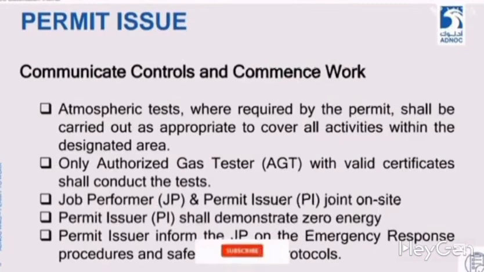We need to communicate the control measures and how to start the work. So the first thing that will happen is the atmospheric test. If the permit requires an atmospheric test, it will be conducted. Conduct activities in the designated area as per available permits. Certified AGTs will conduct tests. The atmospheric test will have to be conducted.